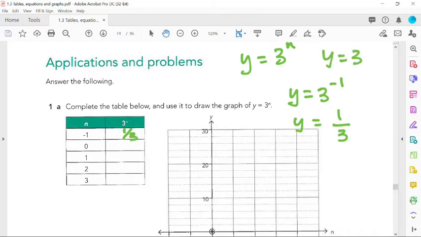Y equals 3 to the 0 power. What is anything to the 0 power? 1. So those are the only two oddballs. And then you're just going to do 3 to the power. So y equals 3 to the first is 3. 3 to the second is 9. 3 to the third is... Yeah, after that point, well, even before, if you get 1/3, 1/3 times 3 is 1, times 3 is 3, times 3 is 9, times 3 is 27, right?